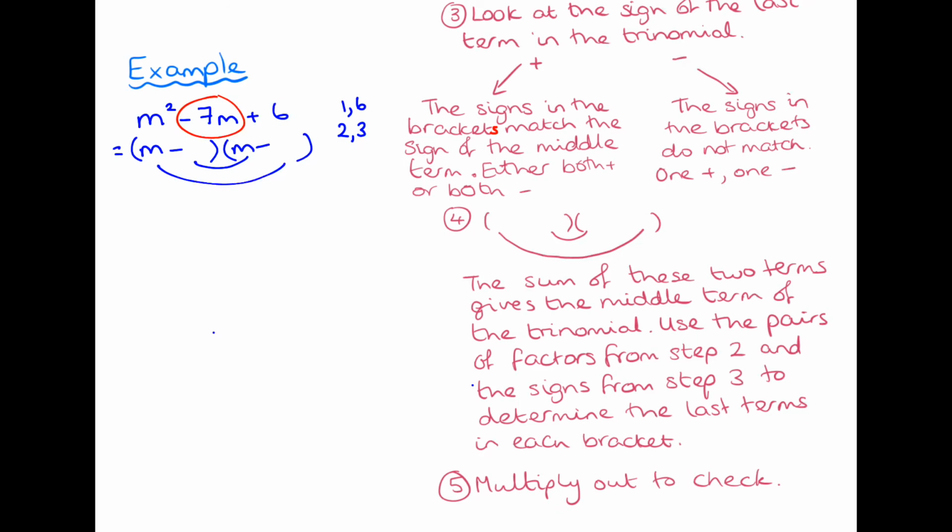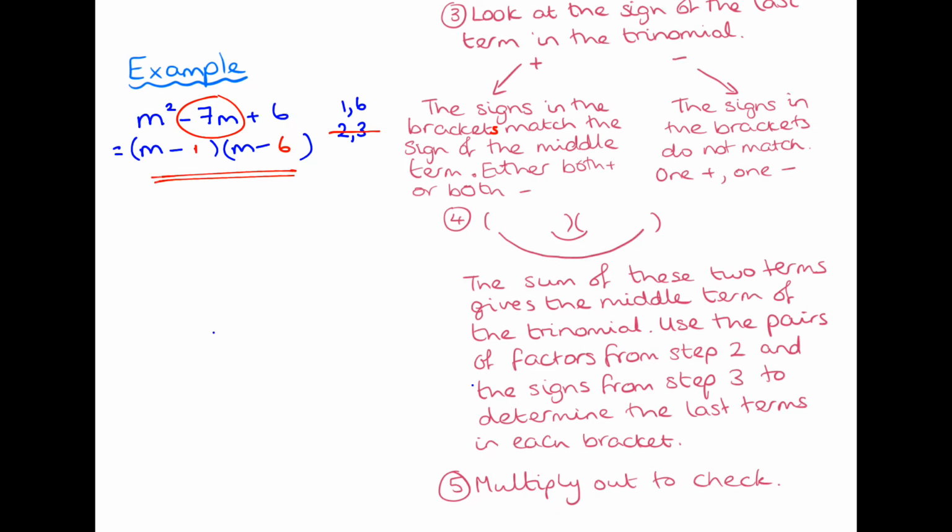So let's have a look then. If we used 1 and 6, put 1 there and 6 there, then we can see we would have negative 1m and a negative 6m. So that gives us negative 7m altogether. So we've hit the right one first time. Okay, that's what we wanted, was negative 7m. So we don't even need to try the other pair. We know that it won't work because this one does. Okay, so our answer is just m minus 1 times m minus 6. Okay, and that's that one done.